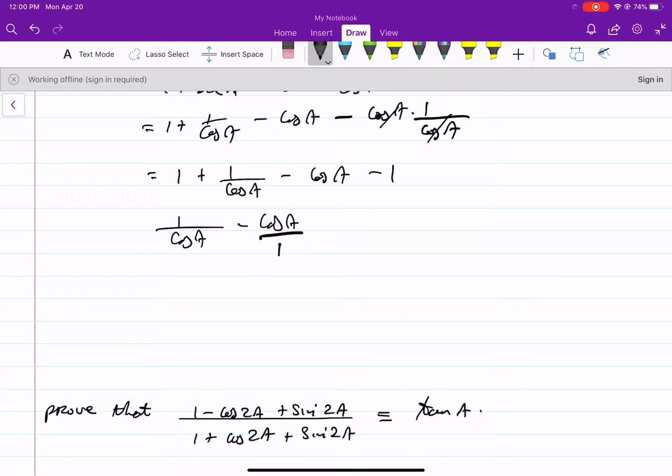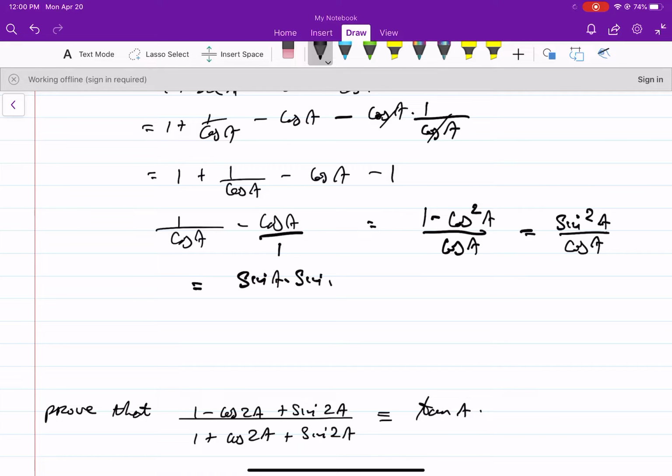If I form an LCM here, this becomes 1 minus cos squared A upon cos A. In my numerator, 1 minus cos squared, we should know we can rewrite that as sine squared. Sine squared A upon cos A. Sine squared can be written as sine times sine. So that's sine A times sine A upon cos A, which would be rearranged to look like sine A upon cos A times sine A.